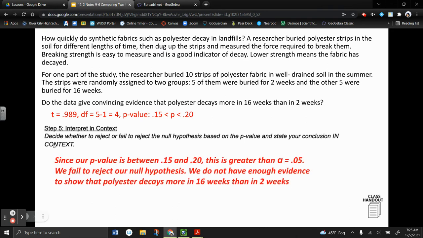So lastly, for our interpretation and context, we're going to say since our p-value is between 0.15 and 0.20, this is greater than alpha of 0.05. We fail to reject our null hypothesis. We do not have enough evidence to show that polyester decays more in 16 weeks than in 2 weeks.